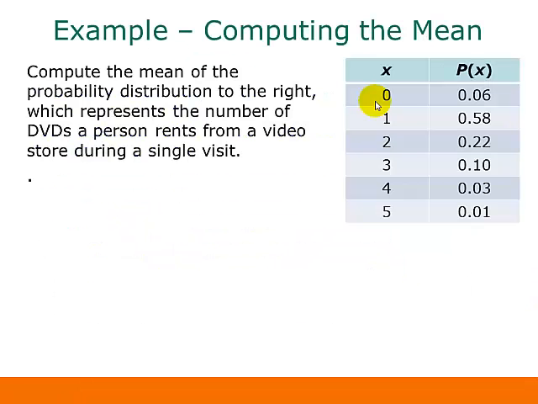Here's an example. This probability distribution represents the number of DVDs a person rents from a video store during a single visit. We're going to compute the mean of this probability distribution.